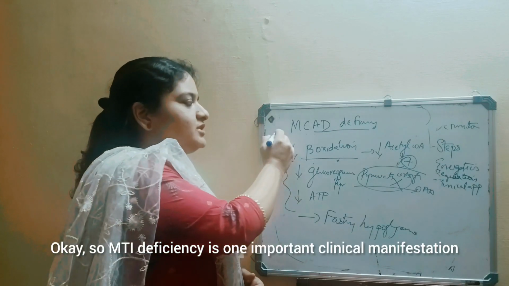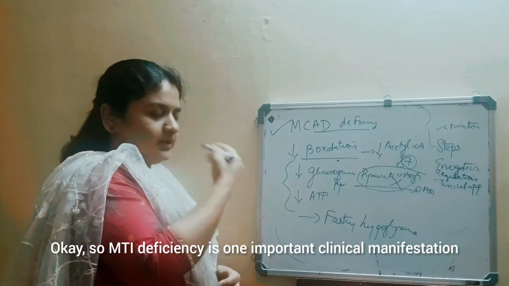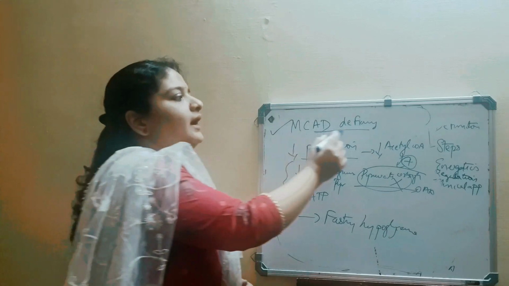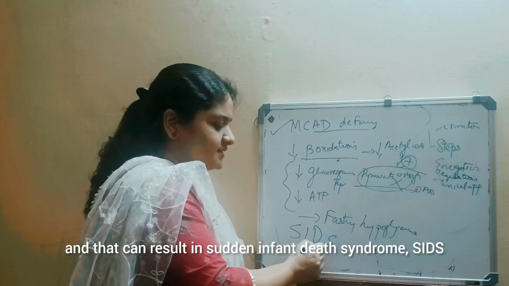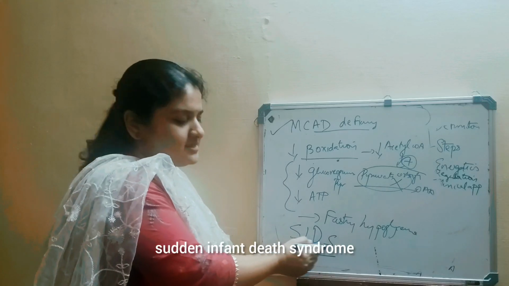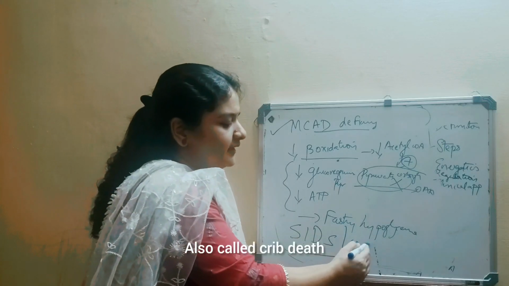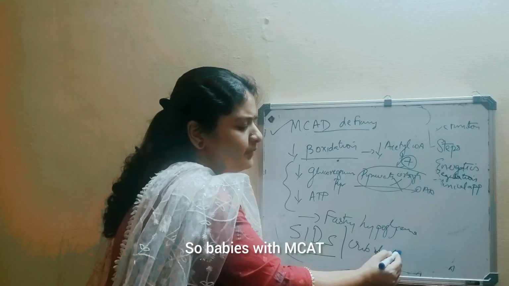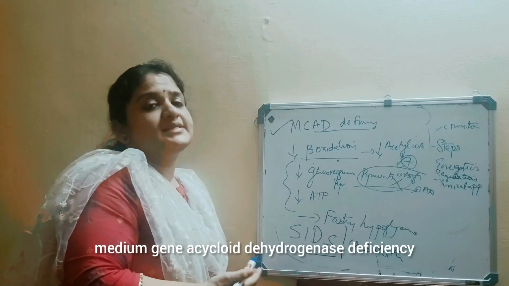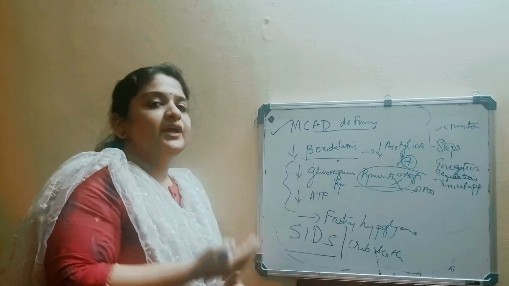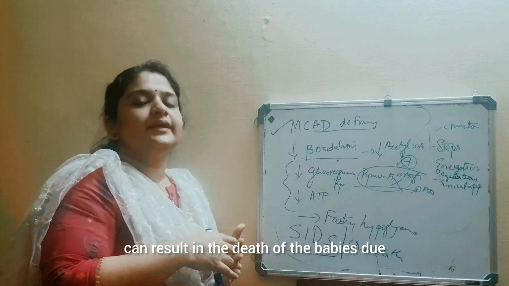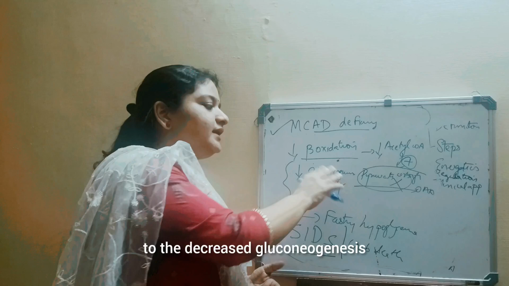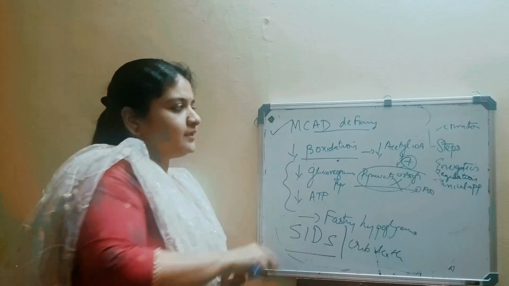So MCAD deficiency is one important clinical manifestation, and that can result in sudden infant death syndrome, SIDS, also called crib death. Babies with MCAD, medium chain acyl-CoA dehydrogenase deficiency, if they are not fed at night or if there is prolonged fasting, can die due to the decreased gluconeogenesis.